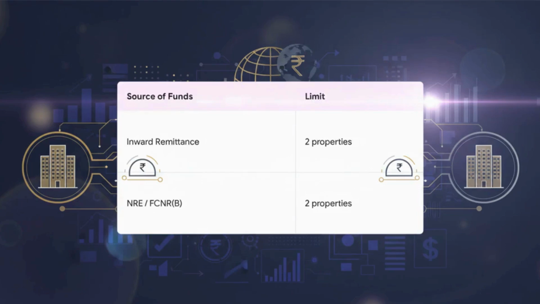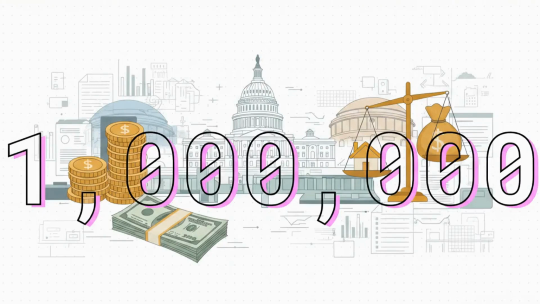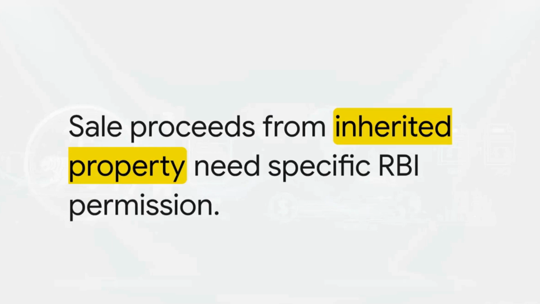Repatriating proceeds from foreign exchange acquisitions is strictly capped at 2 residential properties. If the property was acquired using NRO funds, a very strict annual ceiling applies. That repatriation limit is exactly $1 million per financial year, no exceptions. And sale proceeds from inherited or gifted properties require specific RBI permission to repatriate.